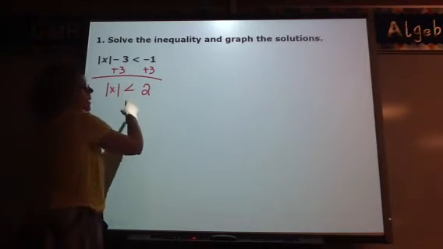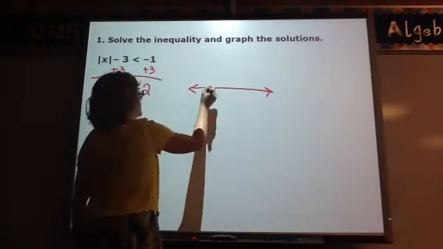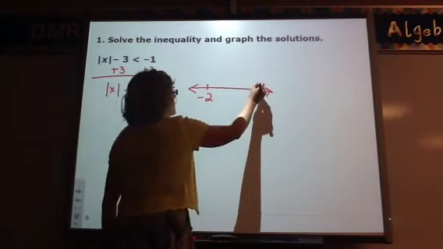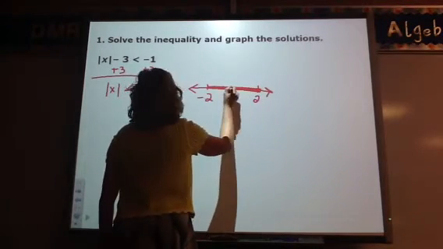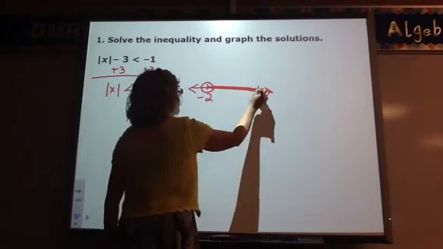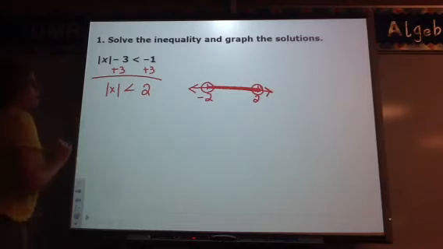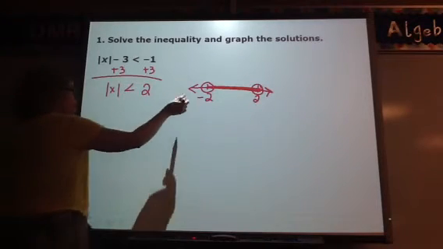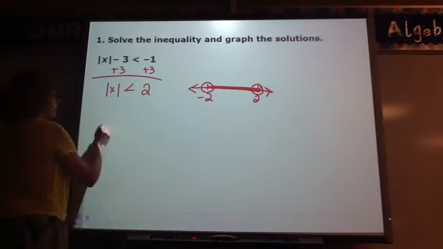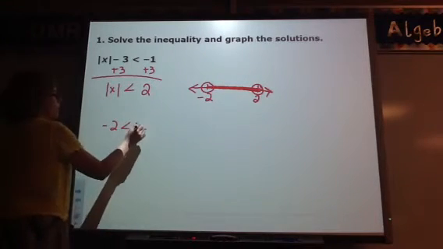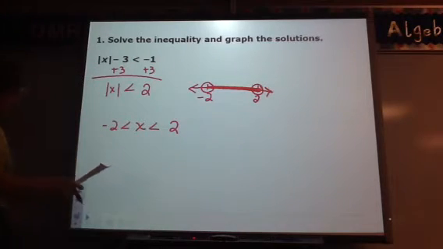So what does this mean when we're talking about the inequality? It means that your solution set are all these real numbers. We are not going to include the negative 2 and 2 because it says less than. All right, so on this one, I like to graph it before I actually write the compound inequality. So when I write it, negative 2 is going to be less than our solution set, which is less than positive 2.